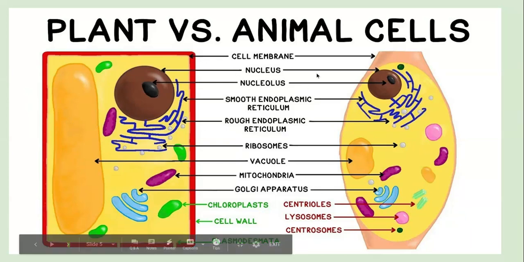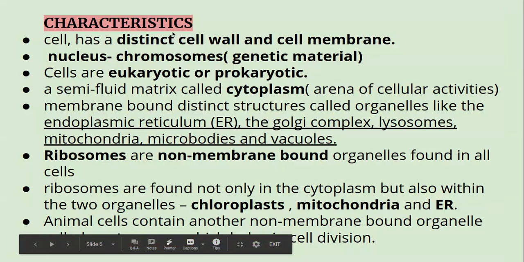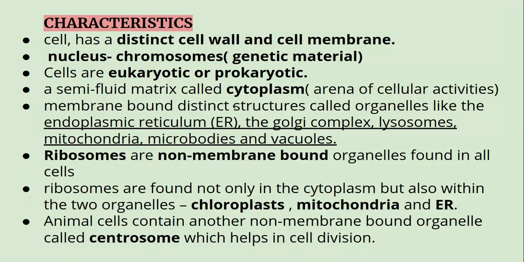The other organelles are more or less the same. Now, characteristics of cells. Let's look at what is there in a typical cell, whether it is a plant cell or an animal cell, whether it's a eukaryotic or a prokaryotic cell. The first thing is that cells have a cell wall. I told you if it is a plant cell, it will have one. If it's an animal cell, it will not.